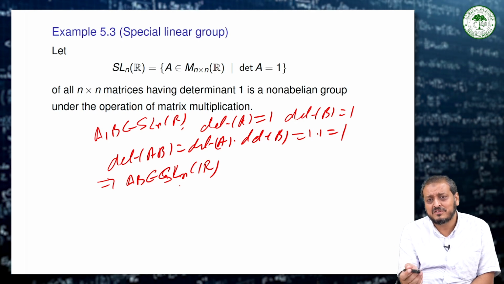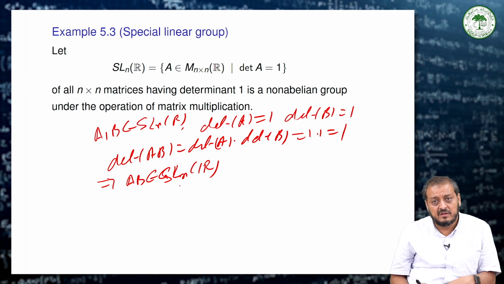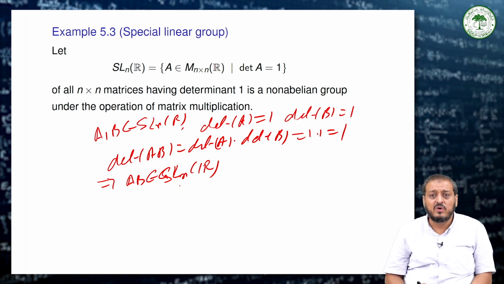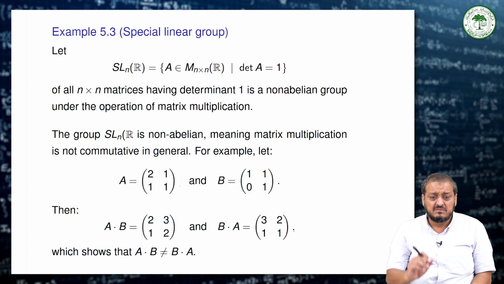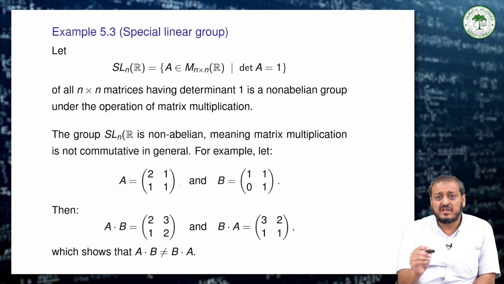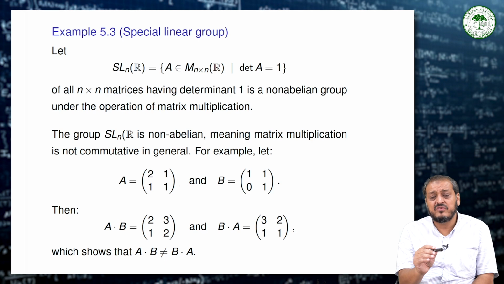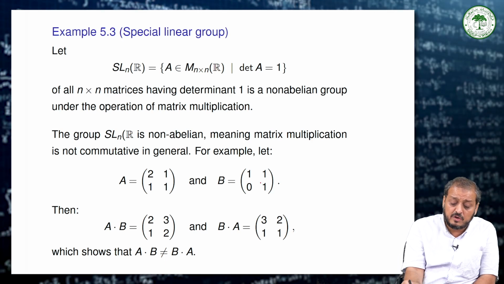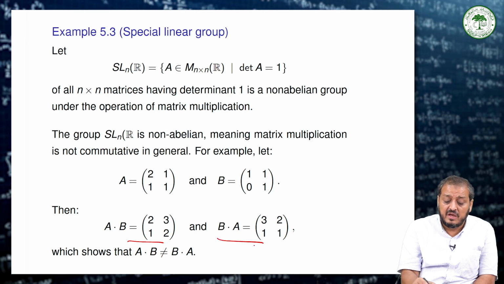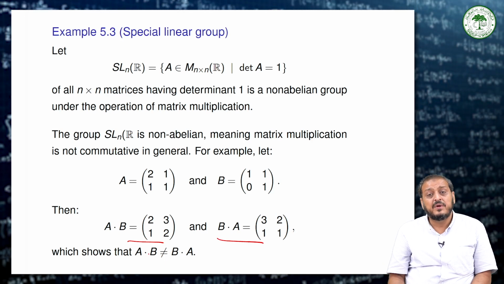So that's why we can say this is the special linear group, and this is also non-abelian. I just proved that the determinant and inverse properties also hold. Trivially we can say that this is non-abelian. I take two matrices A and B where the determinant of A is equal to 1 and the determinant of B is equal to 1. When we take the product AB, we have this matrix. If we take the product BA, we have this matrix, and clearly these two are different. So we show that A dot B is not equal to B dot A.